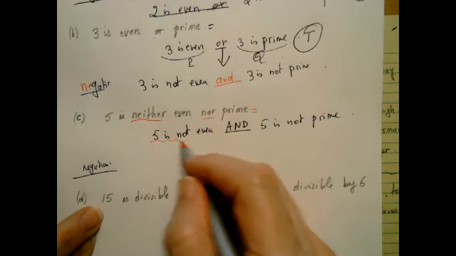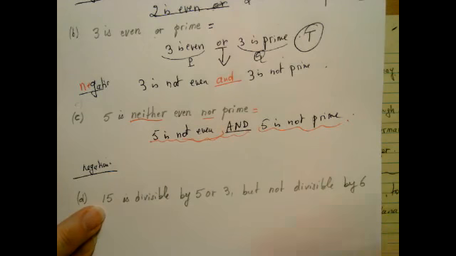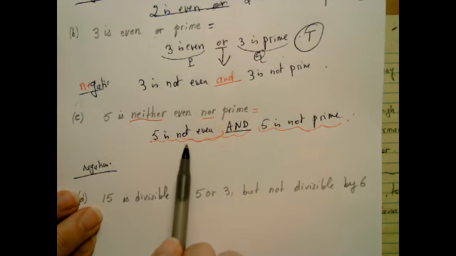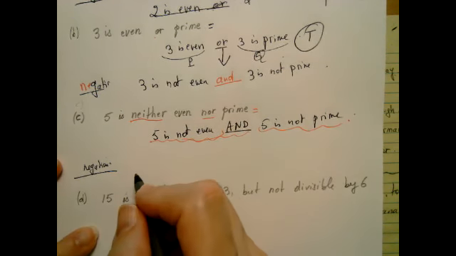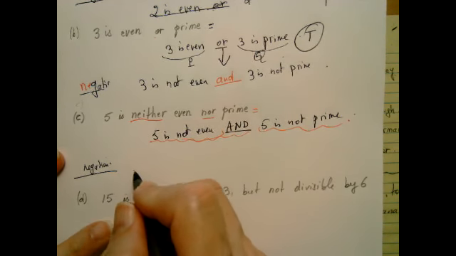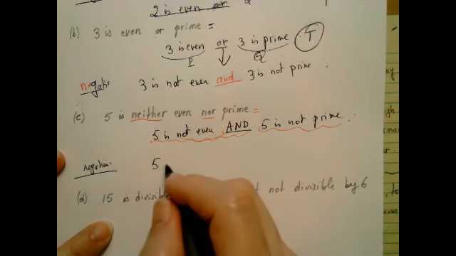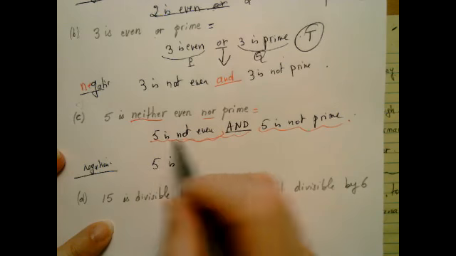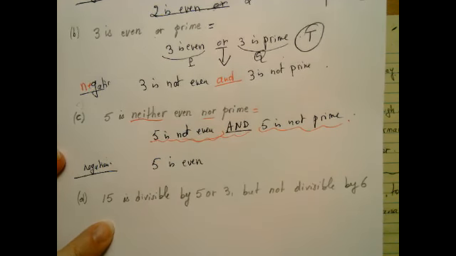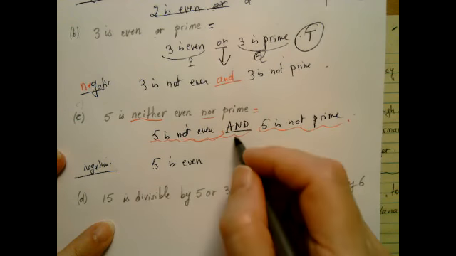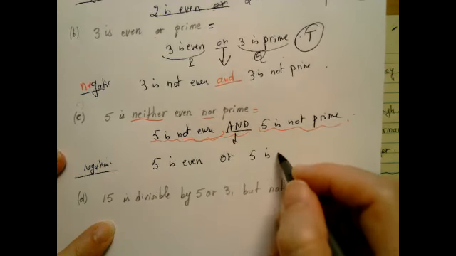So I'm negating this up to here and then up to here. All right, so what's going to be the negation? The negation of "5 is not even" is, quickly, "5 is even." Yeah, the negation of the negation is the statement itself. It's not true that 5 is not even. It means 5 is even. Or 5 is not prime, negated: 5 is prime.